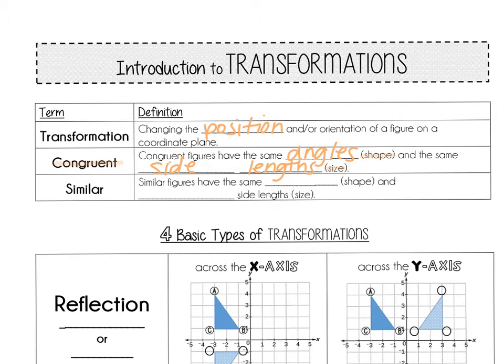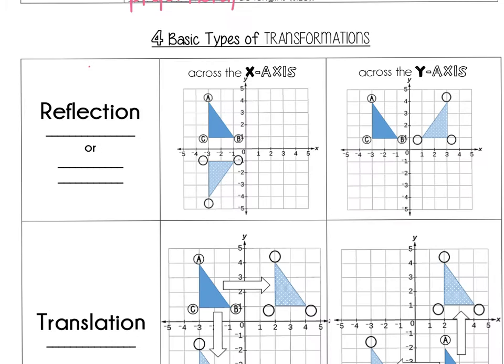Similar means that similar figures are going to have the same angles. So they're going to be the same shape, but they are going to have proportional, so you guys remember proportions from last year in 7th grade? Proportional side lengths. So the size is going to be different. There are 4 basic types of transformations.